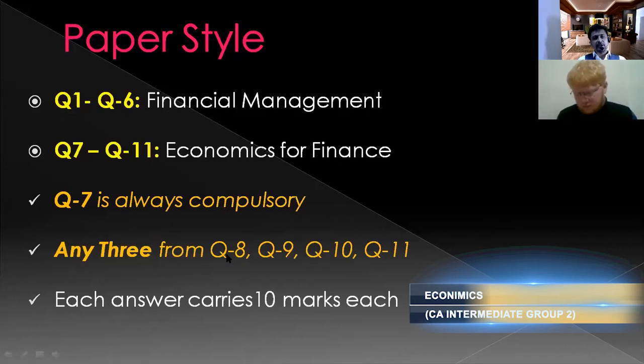So this seventh question is compulsory for the students. And out of the remaining four questions, that is question number 8, 9, 10, and 11, students have to select any three. In each of them, there will be 3 to 4 parts, and each answer carries 10 marks. So 10 marks for the seventh answer, and then any three, remaining 30 marks. So that makes the 40-mark paper of economics.